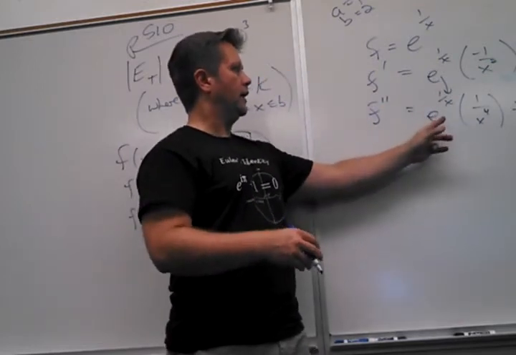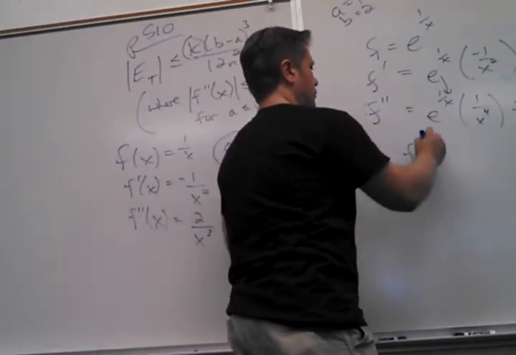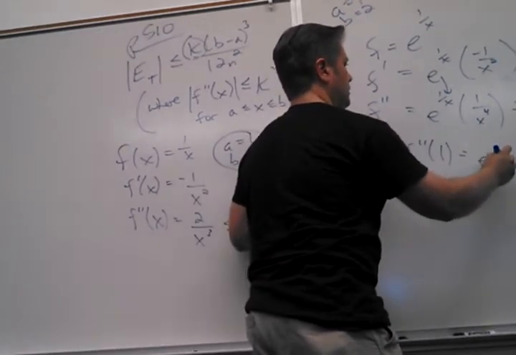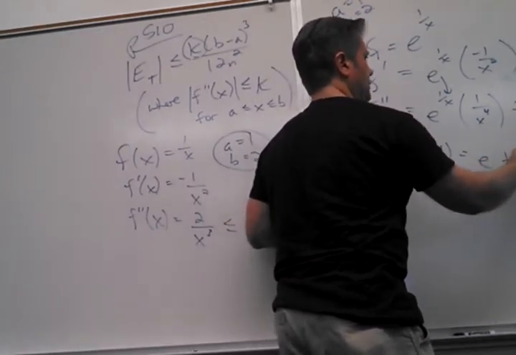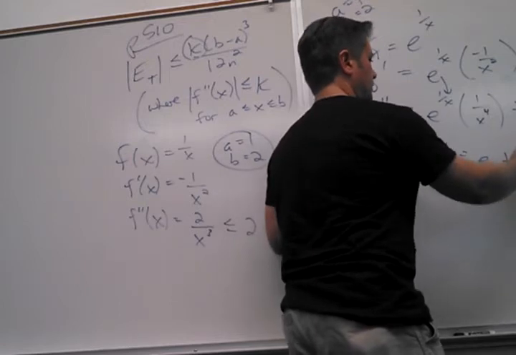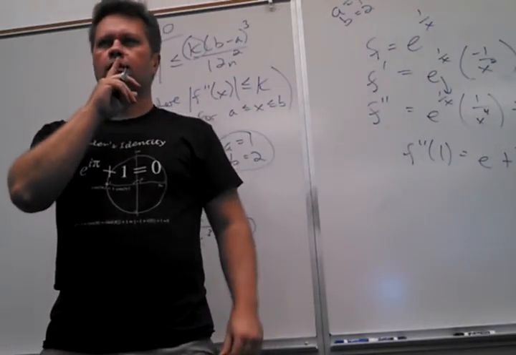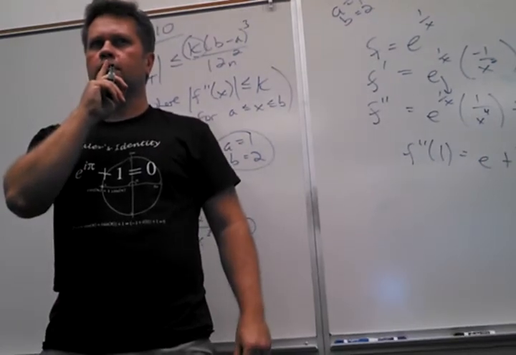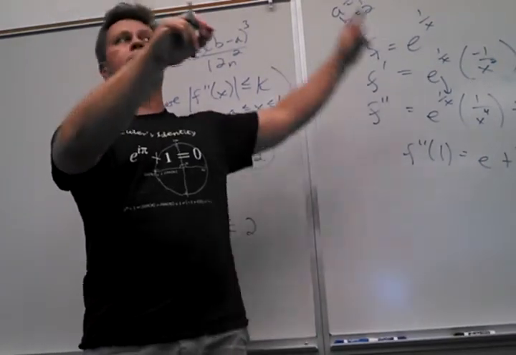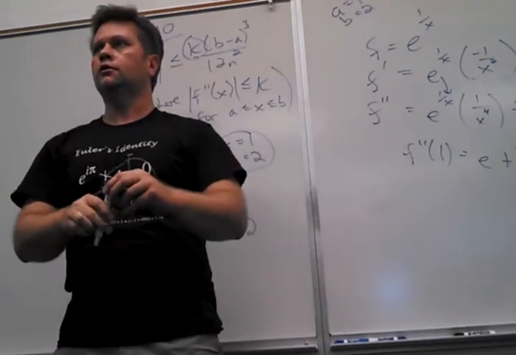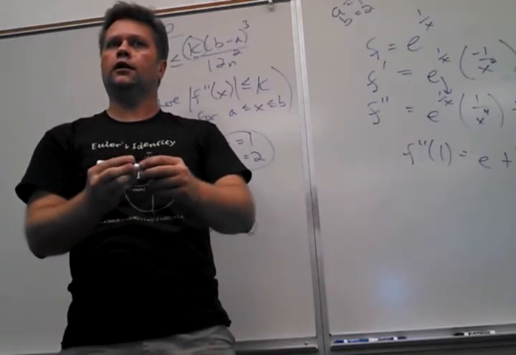So if I plug a 1 in, f double prime of 1 is e times 1 plus e times 2. So I get 3. So that's going to be my k value. Good. That's the work you've got to do to figure that out.